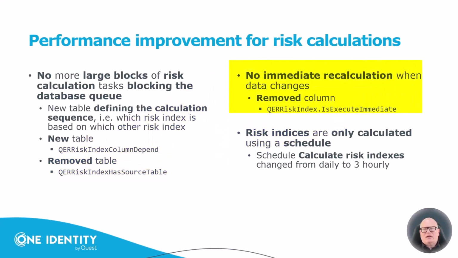First of all, the column QER Risk Index is execute immediately is of course removed as well, and that is because that manual risk calculation thing was removed. It is not necessary any longer because the scheduled risk calculation is now fast enough and available. And secondly, this schedule I was talking about was set to run every 3 hours, which is much faster than before. If you want to reconfigure it, for example, in demo environments, please do it.